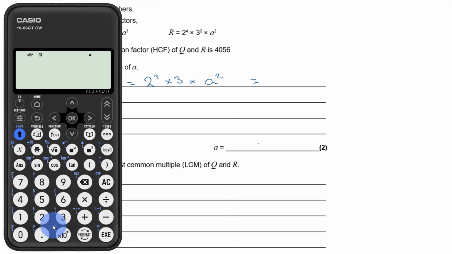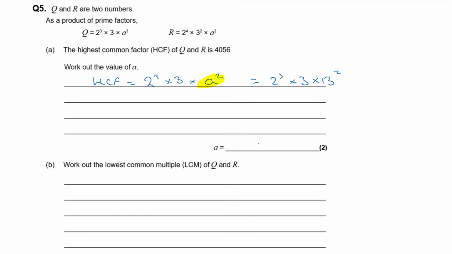Now if I type 4056 into my calculator and press shift and then fact, that's going to break it down into 2 cubed times 3 times 13 squared. So you can see then that this part here matches up with this part, isn't it? Because this is all the same here, and that's the same as that. So that bit must match with that bit. So if a squared equals 13 squared, then a must be equal to 13 then, mustn't it? Okay, so a is 13. And then part B says work out the lowest common multiple of Q and R.